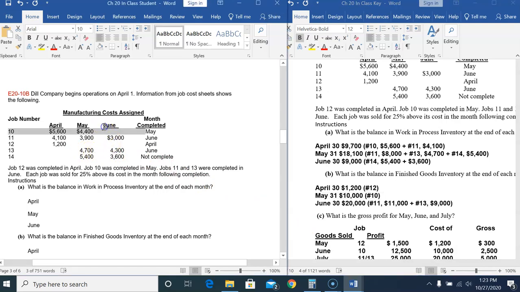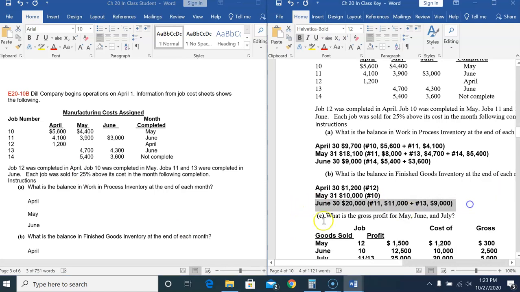Finally, for the month of June, finished goods will be comprised of jobs completed but not sold. In June, it looks like we had 2 jobs. Job 11, total costs associated with job 11 are $4,100 plus $3,900 plus $3,000. Total of, what's that, $11,000. And then we had job 13, total cost of $9,000. Total cost sitting in finished goods at the end of June, $20,000 associated with 2 jobs.